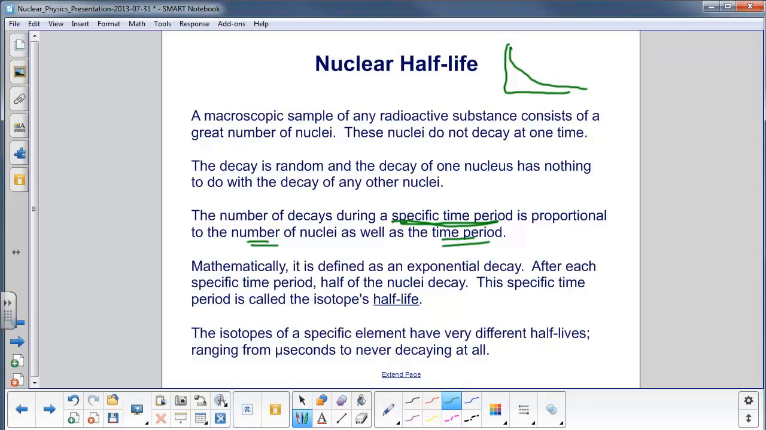And it only seems to make sense to call that a half-life, okay? So the specific time period where half of the radioactive nuclei decay into something else is called that isotope's half-life. The isotopes of a specific element have very different half-lives. Some isotopes never decay and some will decay in microseconds. So just by changing the neutron number, you've totally changed the nuclear properties of that element.